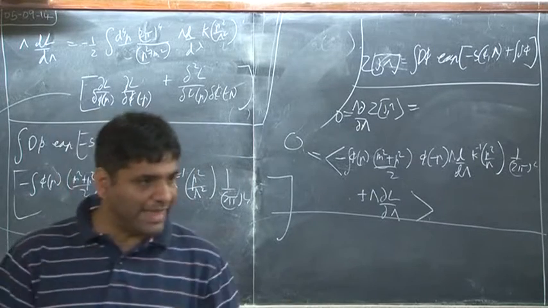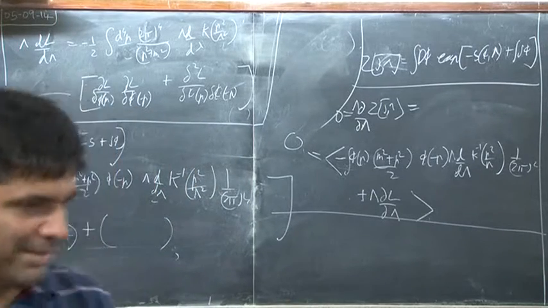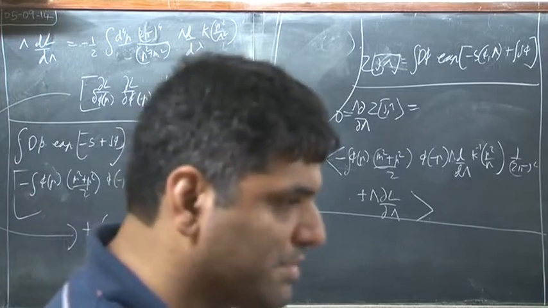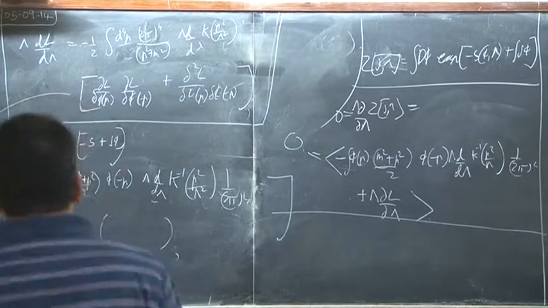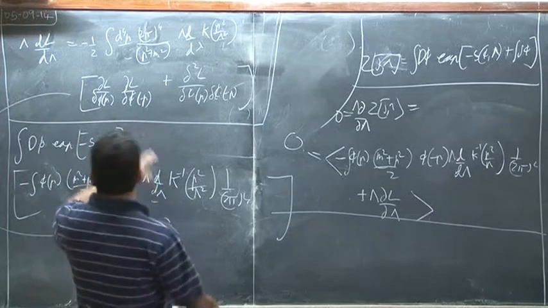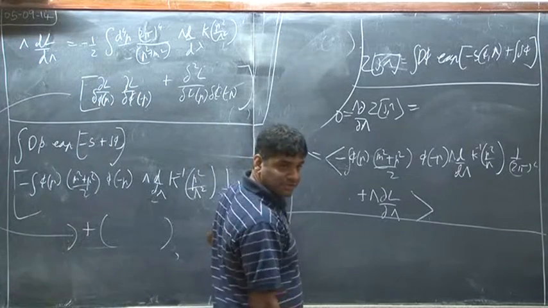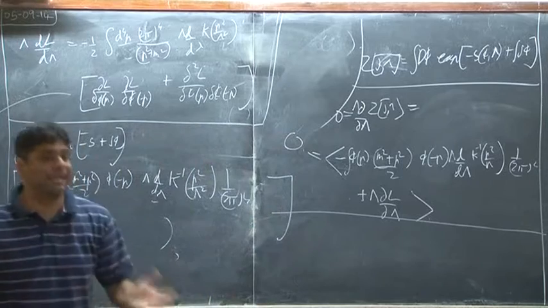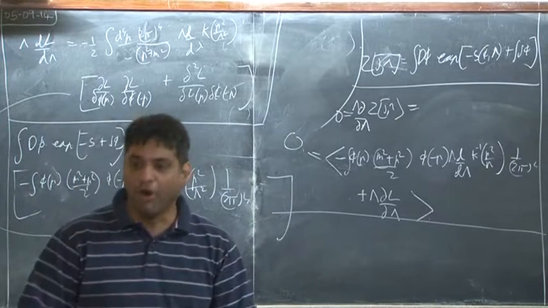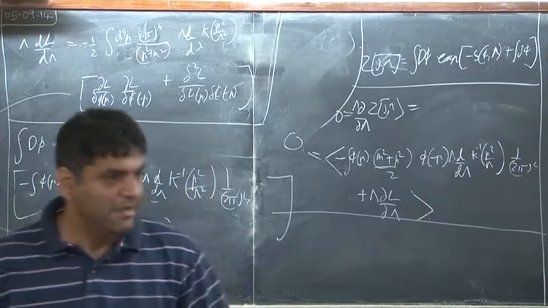Okay? So in order that z of lambda be independent of lambda, that's correlation functions computed from the path integral would be independent of lambda, you have to change your interaction Lagrangian as a function of lambda according to this equation. That's it. It's a flow equation for this interaction Lagrangian.